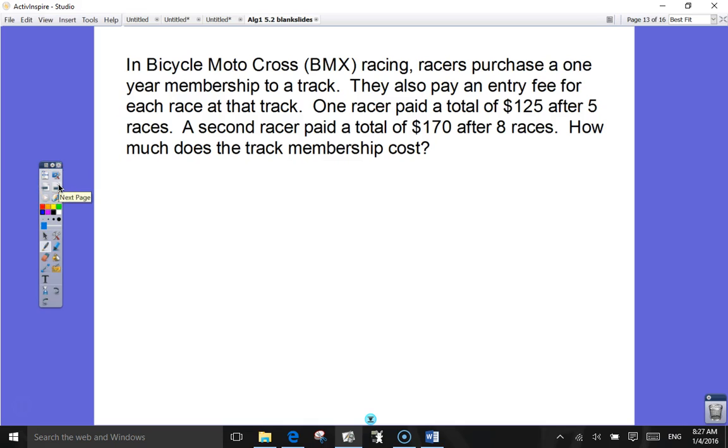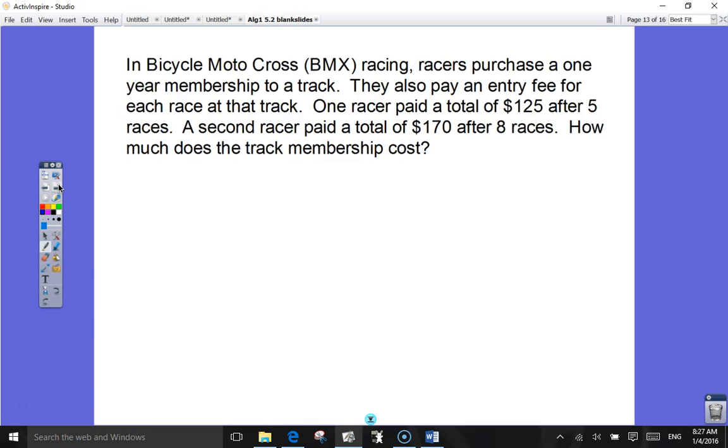One of which is the problem that you did at the beginning. But this is, let's see how they would have expected us to set it up. In BMX racing, racers purchase a 1-year membership to a track. Then they pay an entry fee for each race at the track. Quiet, please. One racer paid a total of $125 after 5 races, and a second racer paid $170 after 8 races. How much does a track membership cost?